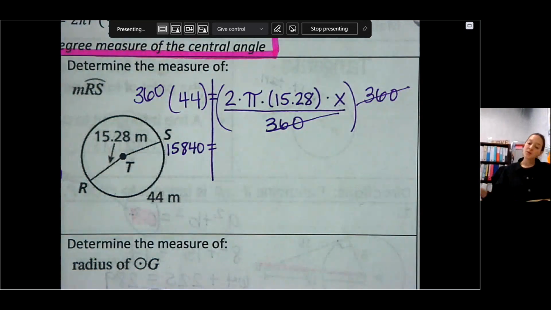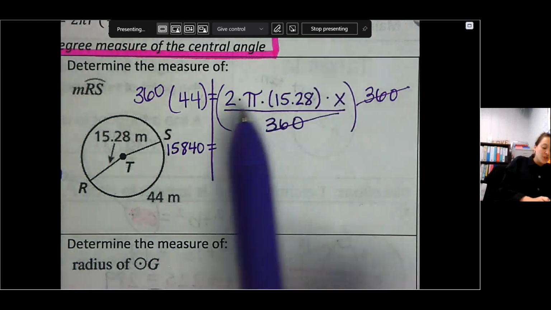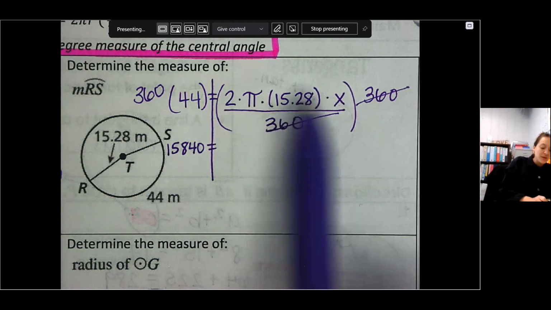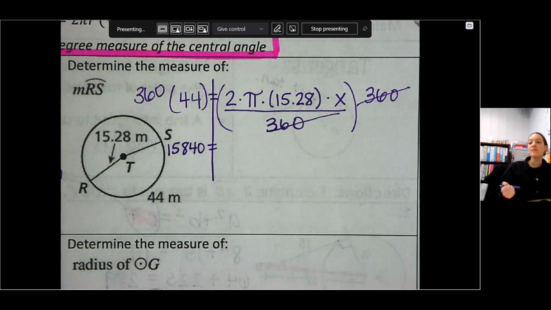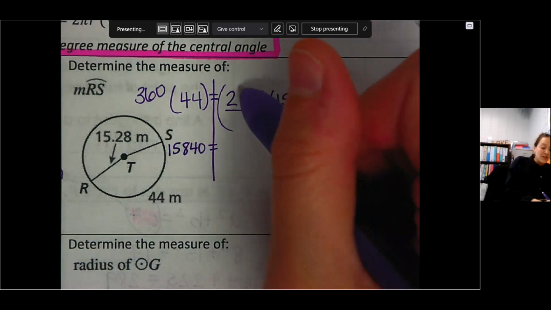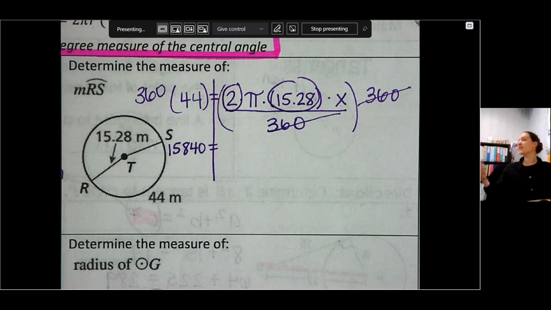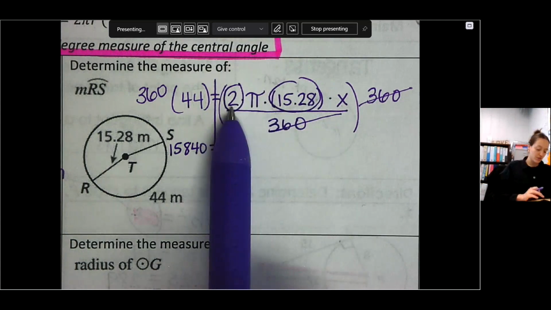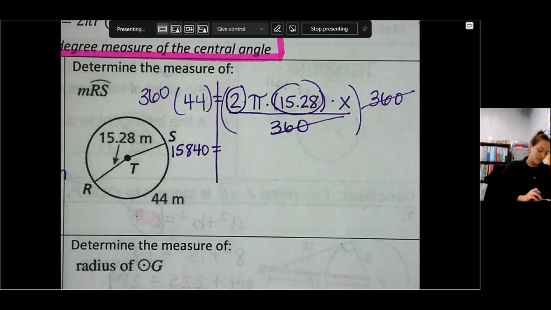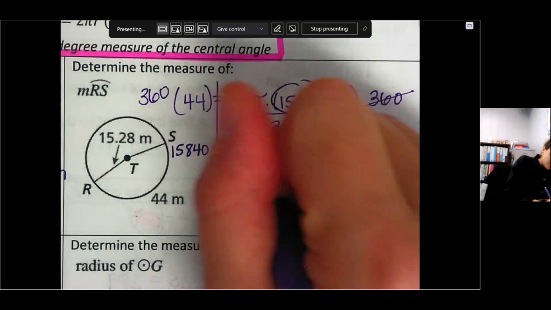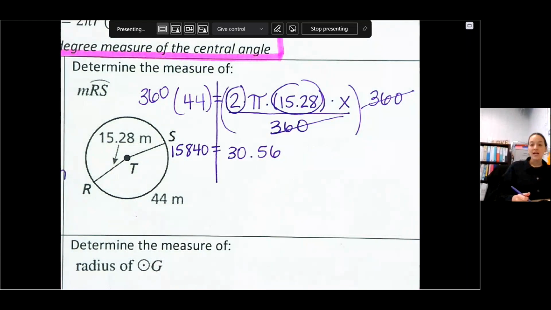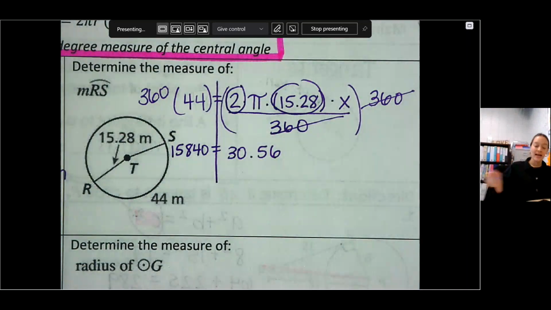Now, on the right side, you're left with 2 times pi times 15.28 times x. Which 2 numbers do you just multiply together right now? Yeah, so multiply the 2 and the 15.28. We always try to do the pi at the end, because if you leave it, then you can leave your answer more exact. So we're just going to multiply the 15.28 and the 2 to start. So that is 30.56, and you're left with pi and x.